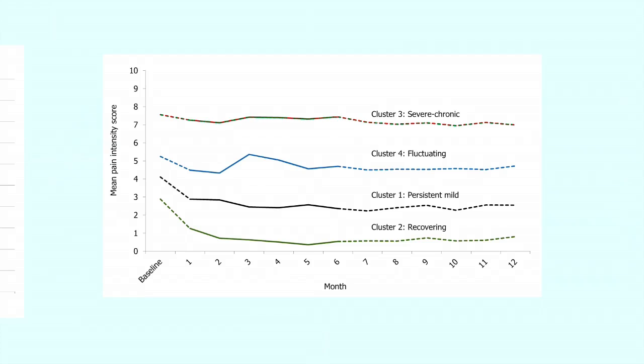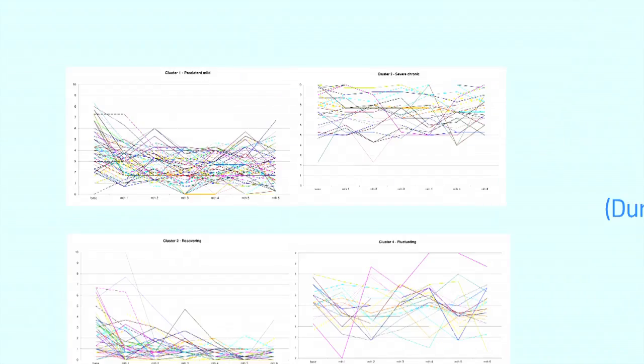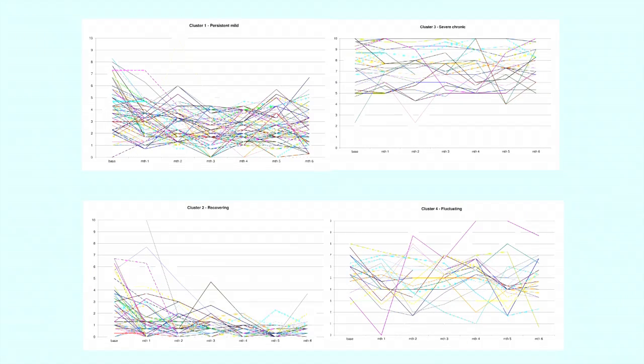So I just want to show you how these summary clusters look when you look at the individual people. These are four graphs that show the four clusters that you've just seen. And you can see quite clearly that the clusters do actually represent people who have different patterns of pain over time. So if you look at the top left, you can see people who do have pain throughout the six-month period, but it doesn't go above a 5 out of 10. And most of the time, it's at fairly low levels.